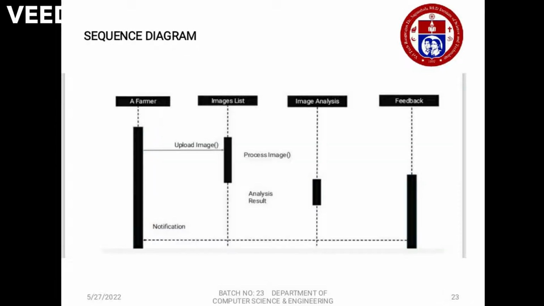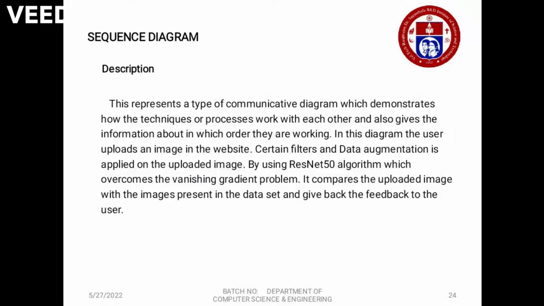And this is a sequence diagram. In this sequence diagram we demonstrate how the techniques or processes work with each other, and it also gives information about the order in which they work. In this diagram, first the user uploads an image on the website, and then certain filters and data augmentation are applied on the uploaded image. Then the ResNet50 algorithm, which overcomes the vanishing gradient problem, compares the uploaded image with the images present in the dataset and gives back the feedback to the user.